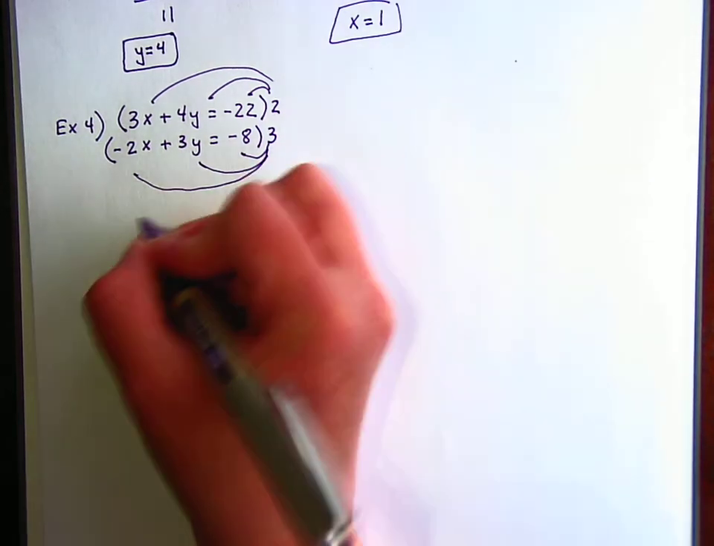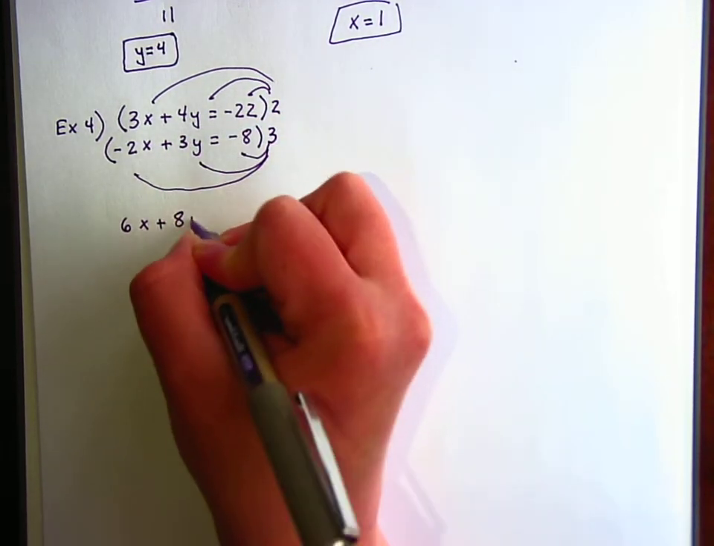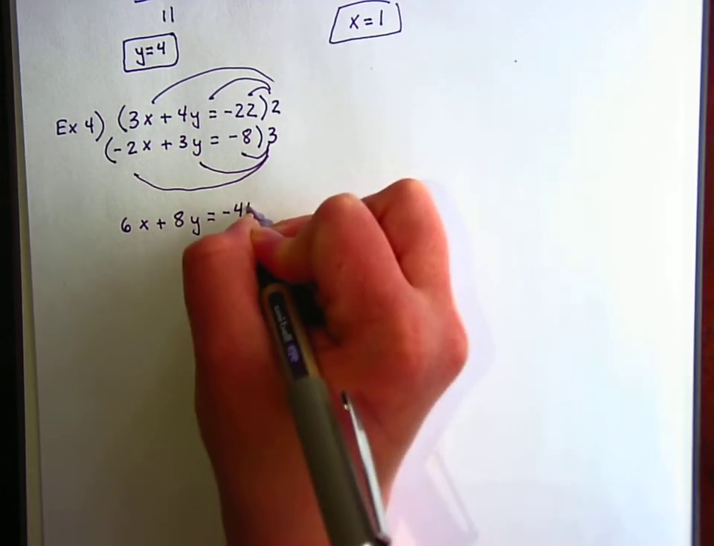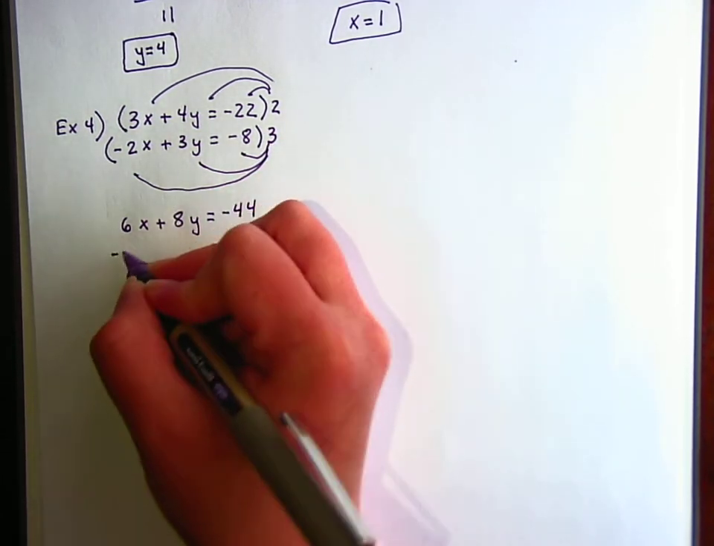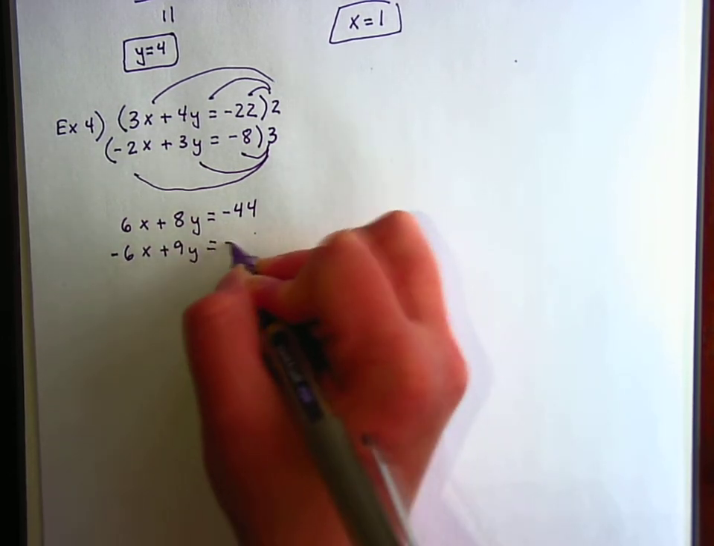So 2 times 3x is 6x plus 2 times 4y is 8y equals negative 44. And then on the bottom, it would be negative 6x plus 9y equals negative 24.